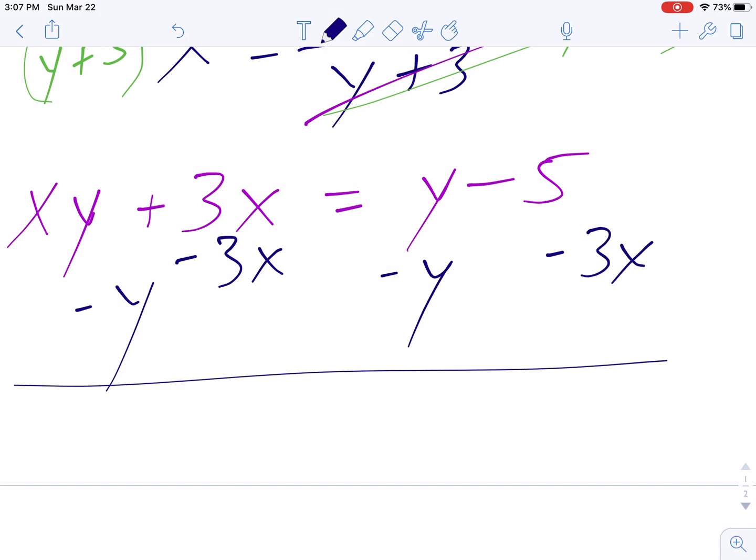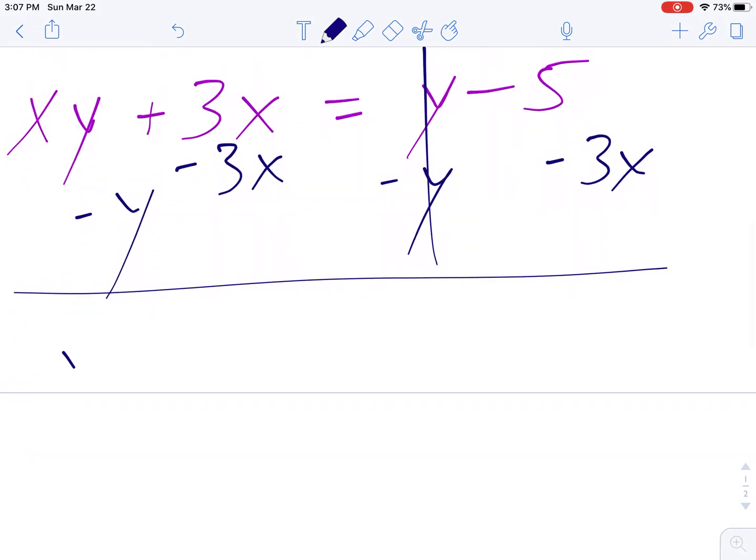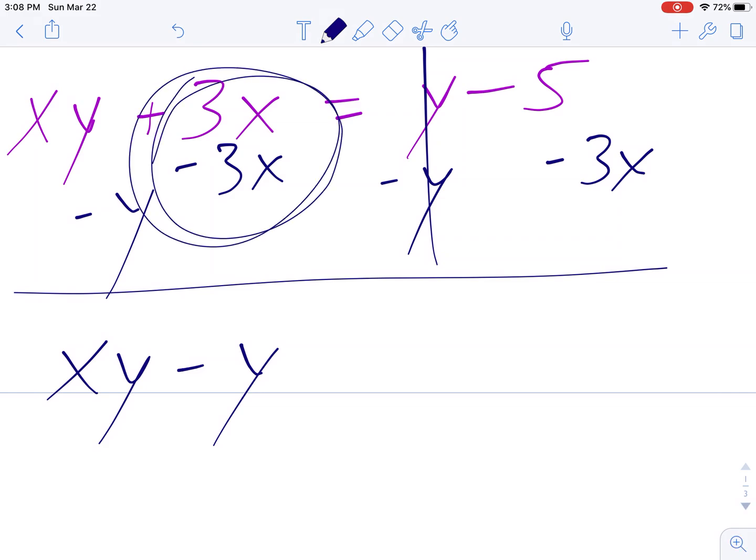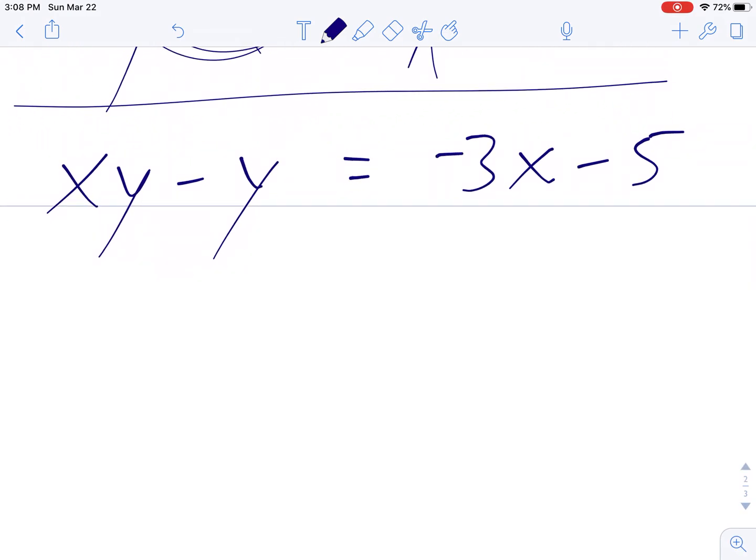So I'm going to subtract the y from both sides to cancel it off the right. I'm also going to subtract the 3x to get that off of the left side. So I'm moving stuff around, basically. I want to move all the y terms to the left and anything else to the right.